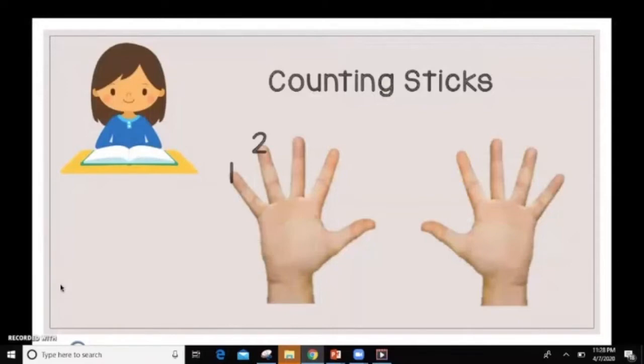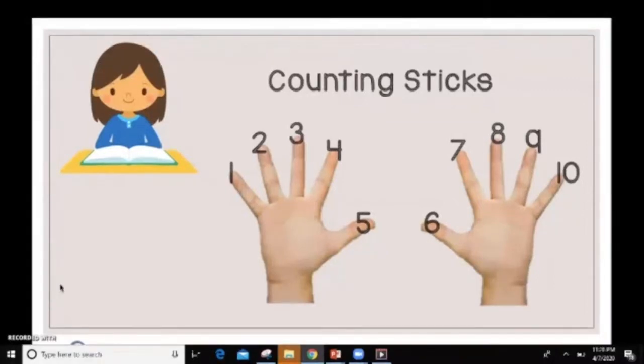1, 2, 3, 4, 5, 6, 7, 8, 9, 10. Good job, Melissa. How many counting sticks does she have? Yeah, she just has 10. How many do you have? Oh, goodness gracious, I hope you said 10. Yeah, most of us have 10 counting sticks on our hands.